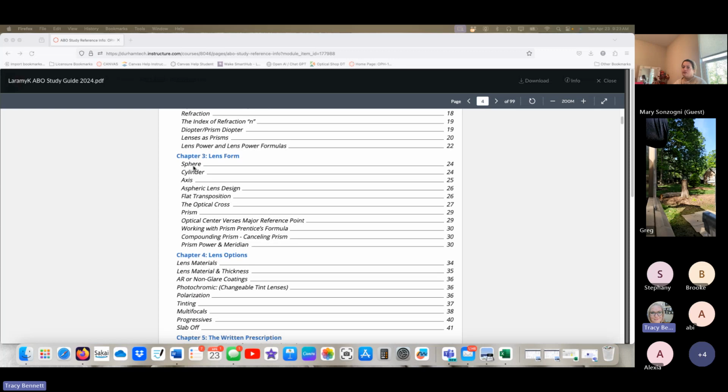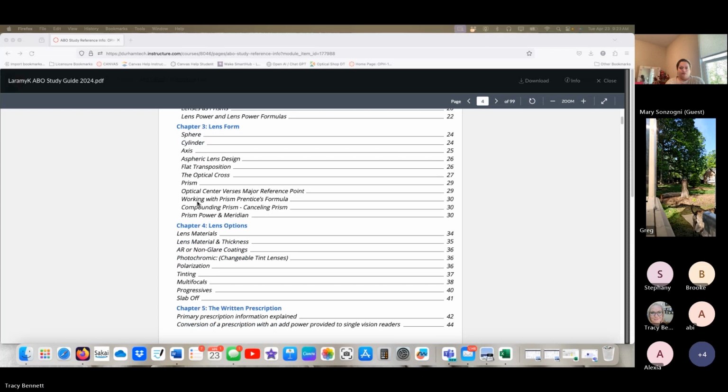Lens forms, the sphere, still axis, aspheric lens design. We started touching on a little bit of that in that last lens curve assignment in lab that you're working on. Flat transposition and optical crosses, prism. We'll be going over that a little bit today and helping you try to figure out that base direction and whether the OC is misplaced or whether the eye is looking somewhere else. You just have to find a good system for sketching those out. So we'll talk about that as well too.